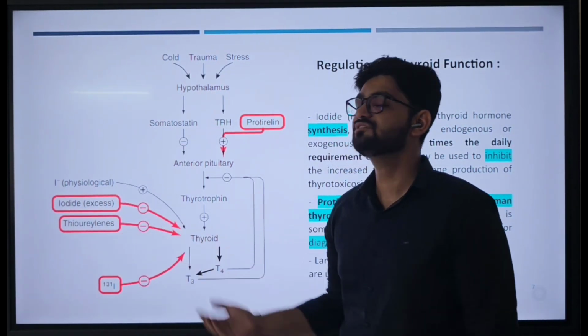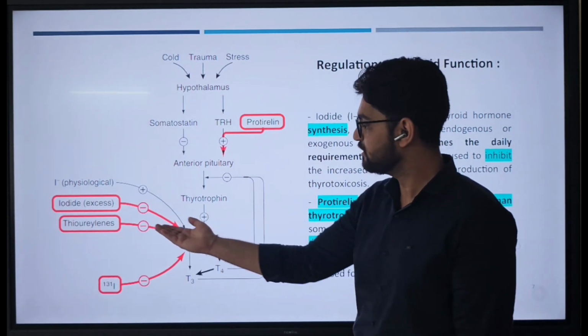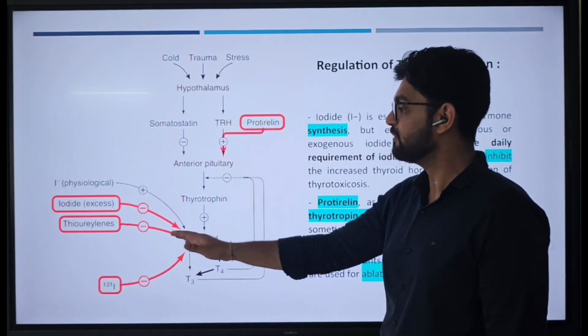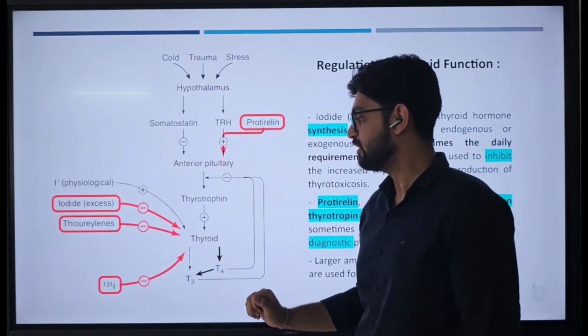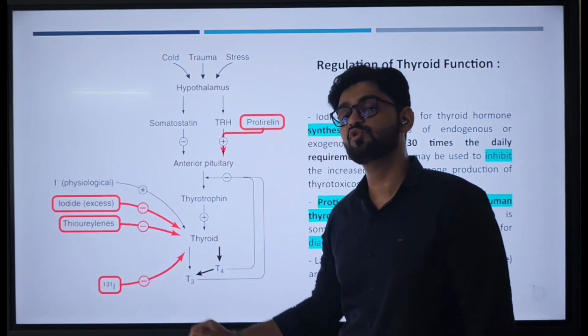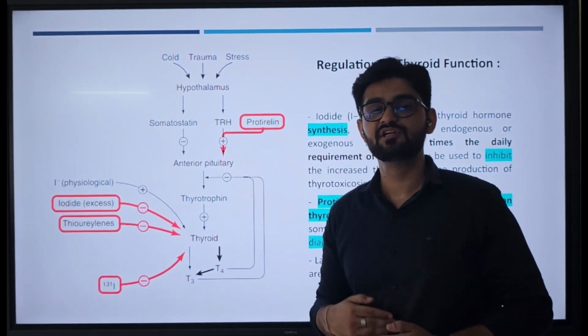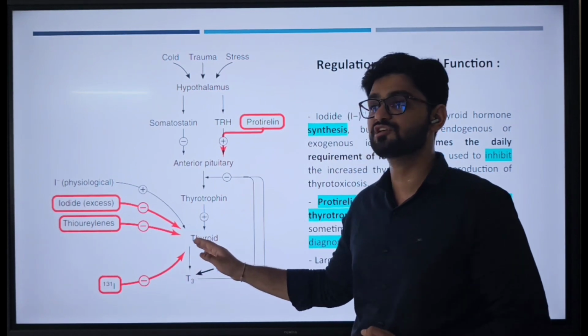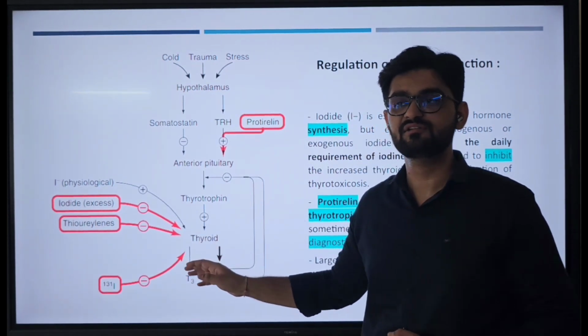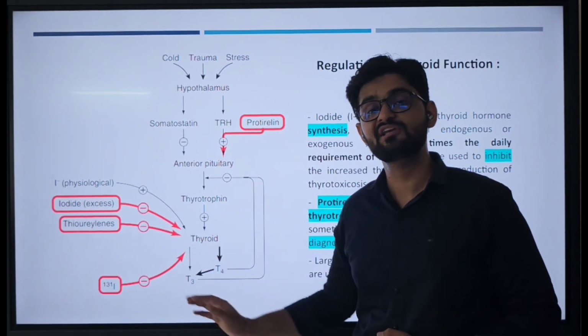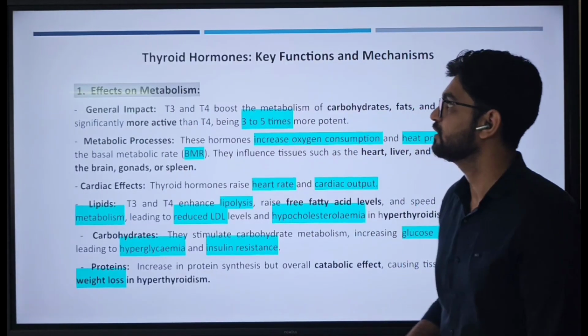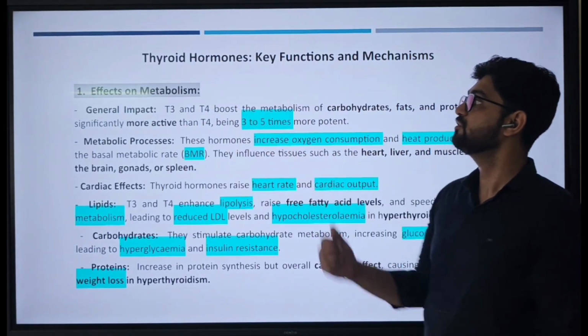Thioamides inhibit T3 synthesis by directly acting on the thyroid gland. Next is the iodine-131 isotope, which acts by a destructive mechanism. It ultimately causes the destruction of the thyroid follicular cells, which ultimately leads to a decrease in hormone production.